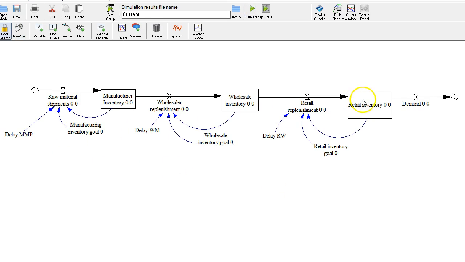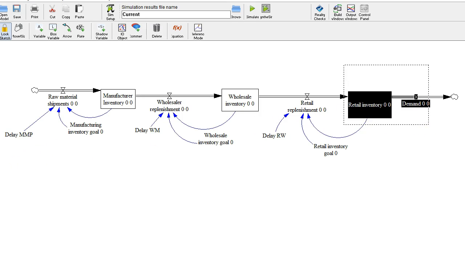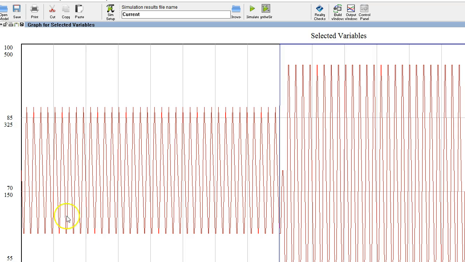We can select the behavior of the retailer and its demand. And now we have a problem, because the demand remains at 50 and then changes at the moment t equals 400 days. It duplicates to 100 units, from 50 to 100.